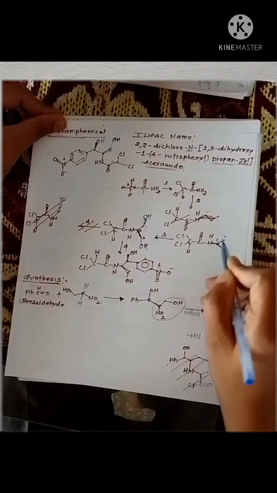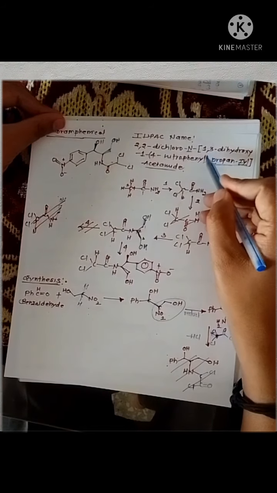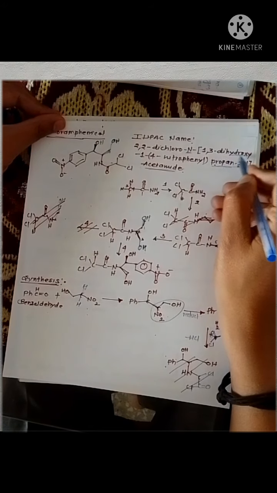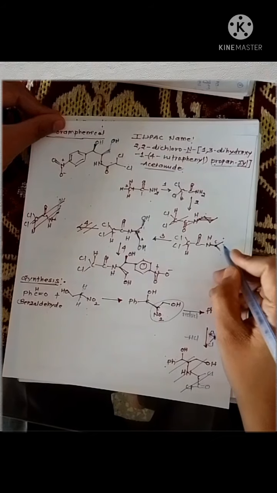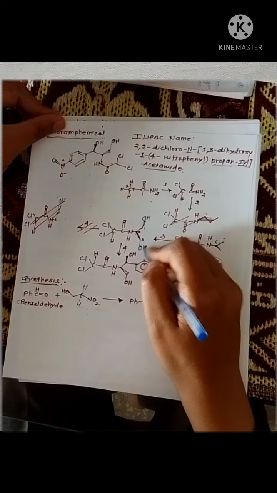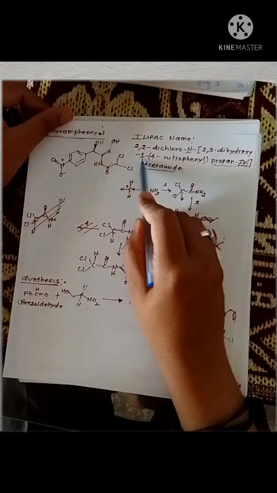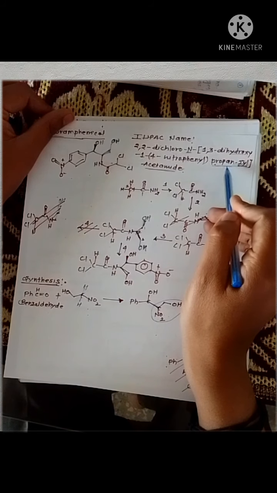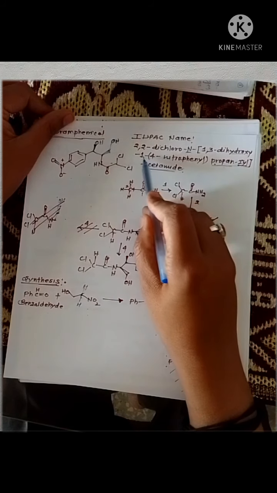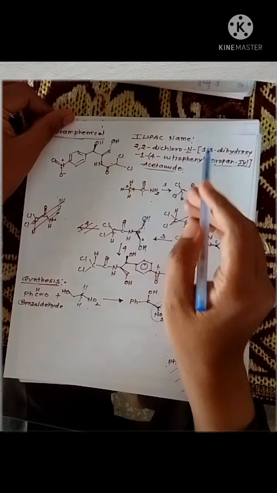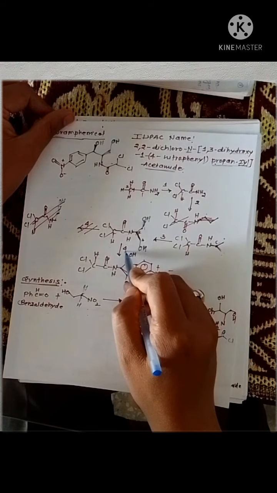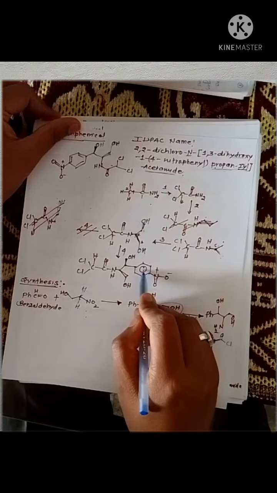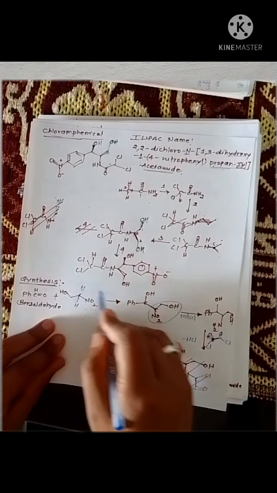In the next step, the propane structure has hydroxy groups at the 1,3 positions. So we draw hydroxy groups at the 1,3 positions, and next we see that the first carbon of the propane chain is also attached to 4-nitrophenyl. So this is the first carbon. In the next step we write the 4-nitrophenyl group on this carbon. So this is overall the structure of chloramphenicol.